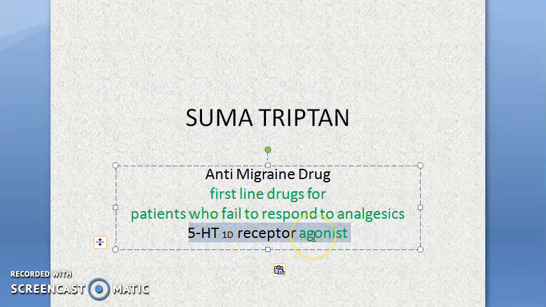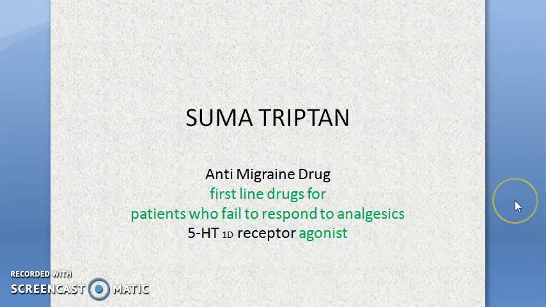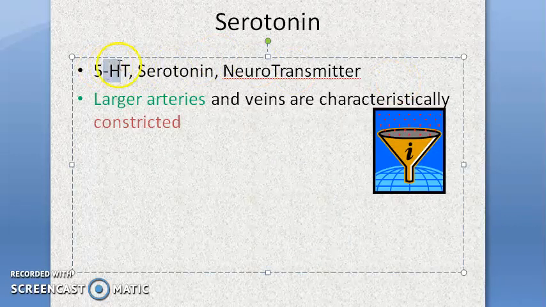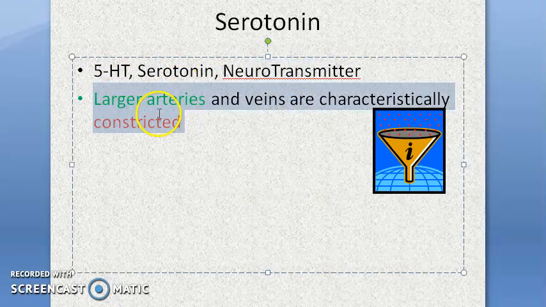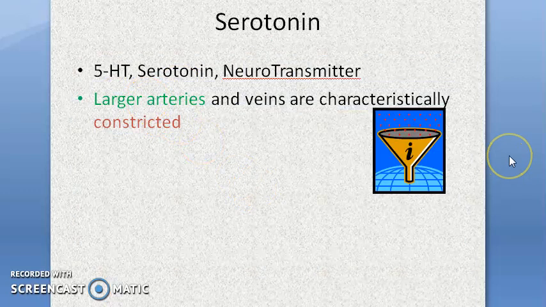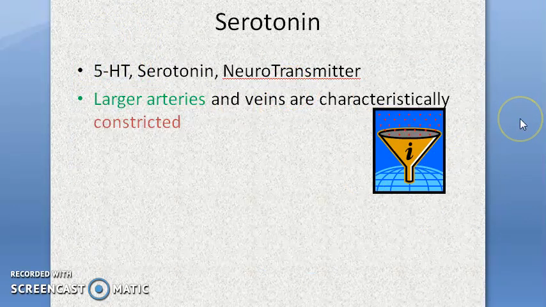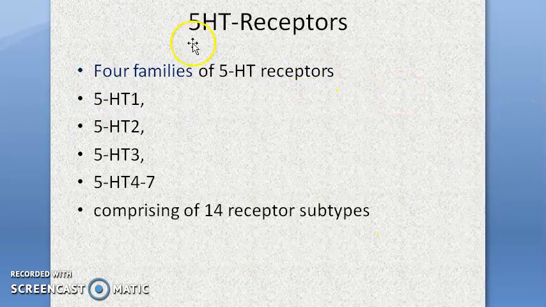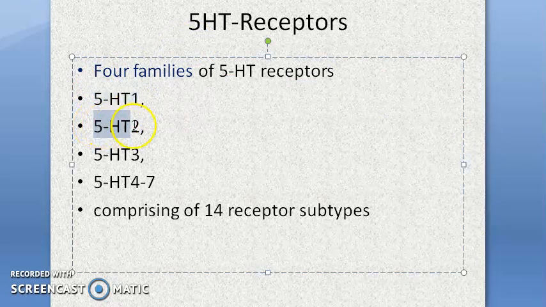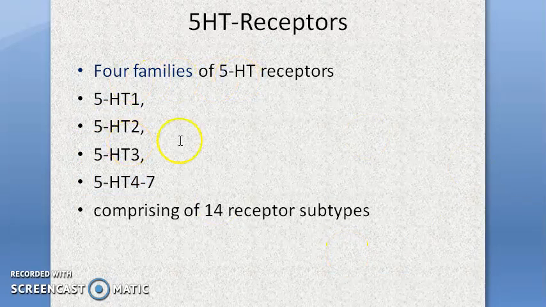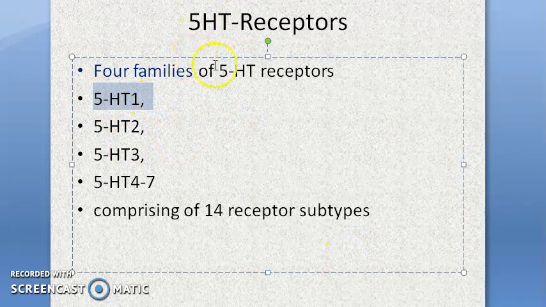Just note that it is a 5-HT receptor agonist, okay? Now, I will go into details of that. First of all, what is 5-HT? 5-HT is also called serotonin. It is a neurotransmitter, fine? Mainly what it will do is constrict large arteries, fine? For this serotonin, that is 5-hydroxytryptamine, there are 4 families of receptors: 5-HT1, 5-HT2, 5-HT3, 5-HT4 to 7. But here we are concerned only with 5-HT1, because that is what our Sumatriptan works on.